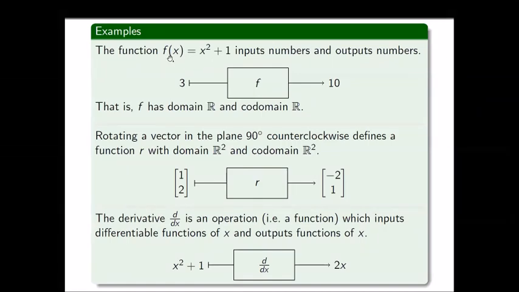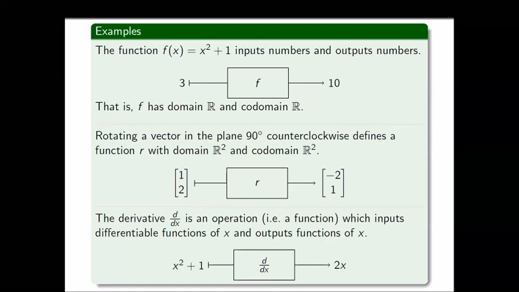In the first one, we're given the function f of x equal to x squared plus 1. So this function inputs numbers and outputs numbers as well. Its domain is the set of all real numbers, and its codomain is also the set of all real numbers. So for every input x, the output is 1 more than the square of x. So if you send in a 3, your output is going to be 1 more than the square of 3, which is then 10.